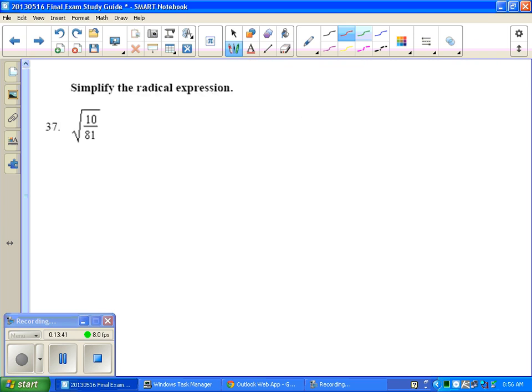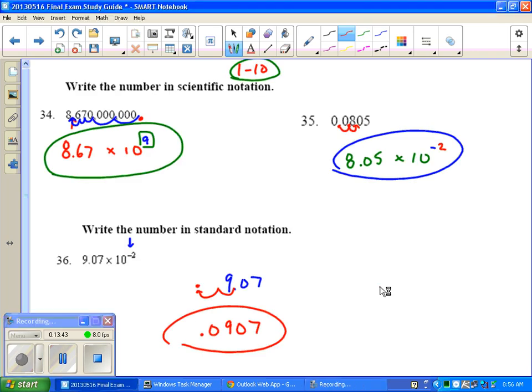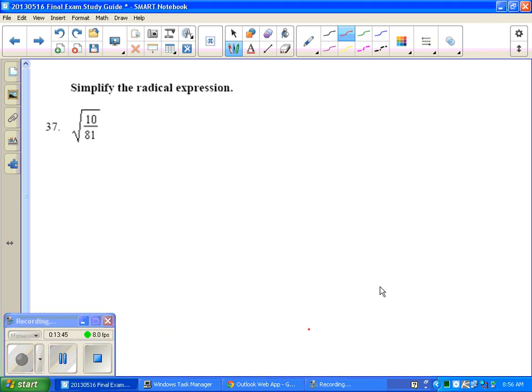Number 37. Number 37 says the square root of 10 over 81. Just like the last square root problem we did, separate them for sure. The square root of 10 over the square root of 81. Remember, that means what times itself is 10, so we'll leave it. There's no integer that multiplies by itself and gives you 10.